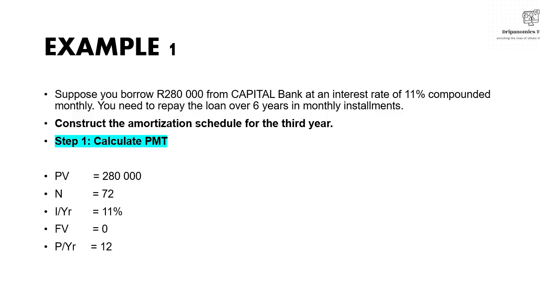And then P/YR. Remember what P/YR is? This is your compounding. So you will change your calculator to compounding of 12. Then shift PMT. I want you guys to do this calculation with me, please. 280,000 rands PV, 72 N, 11%, FV 0.